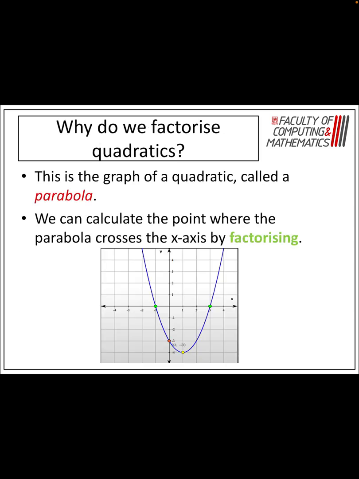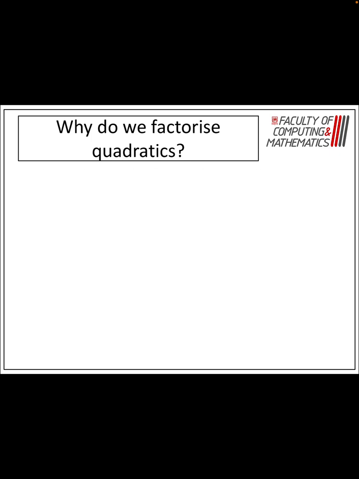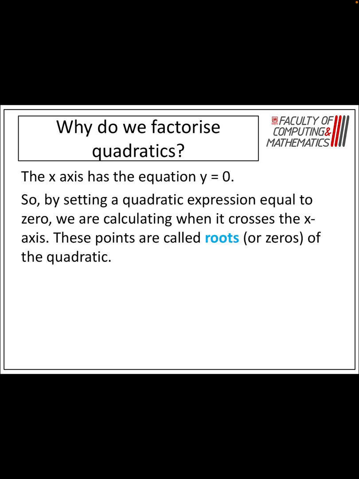The graph of a quadratic is called a parabola. It's perfectly symmetrical around its turning point, and we calculate the point where the parabola crosses the x-axis by factorising. Now, obviously the x-axis has the equation y is equal to 0, which is why we set it equal to 0 before we factorise it, because we want to find these points here. By setting it equal to 0 we're calculating where it crosses the x-axis. That's called our roots, or can sometimes be called our zeros.